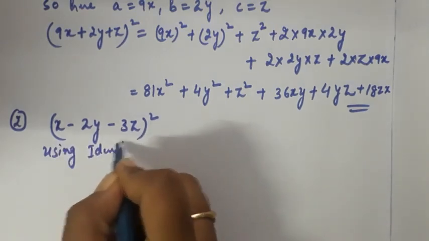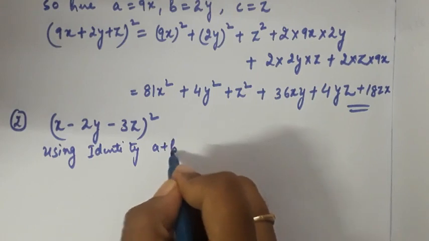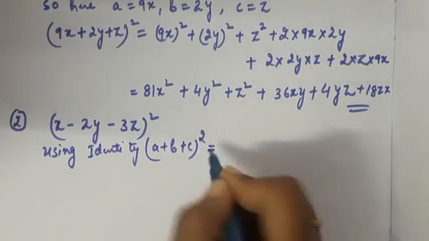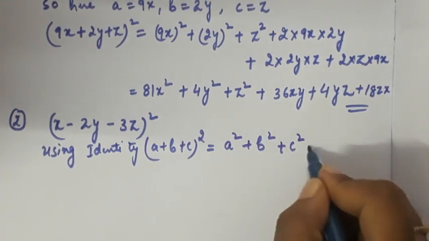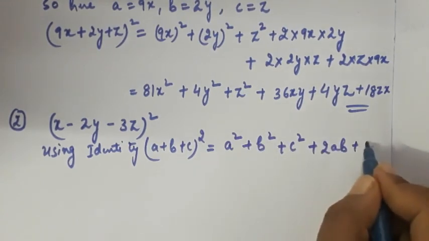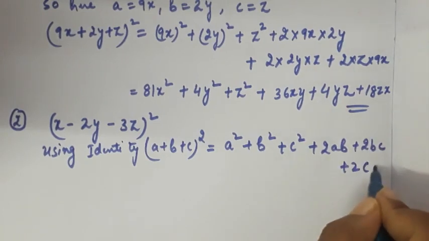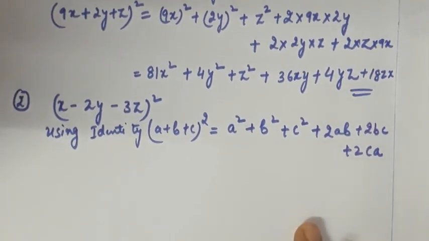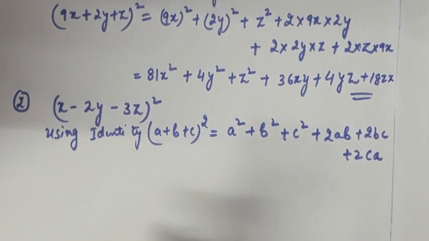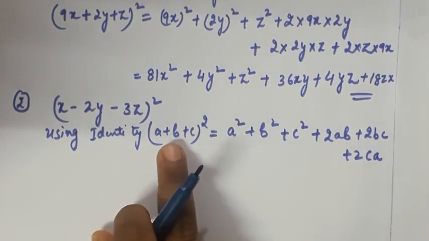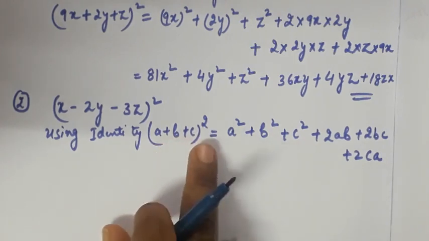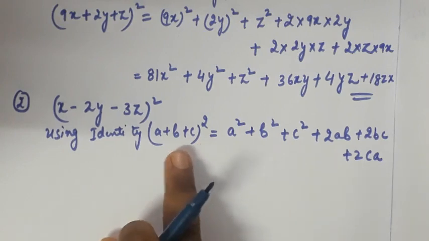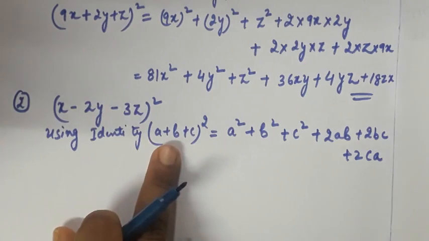Using the identity, that is (a + b + c)² = a² + b² + c² + 2ab + 2bc + 2ca. But one thing you need to remember here, as I already told in the first part also, that our identity is in terms of plus, meaning a + b + c. So while comparing you have to see all these things.